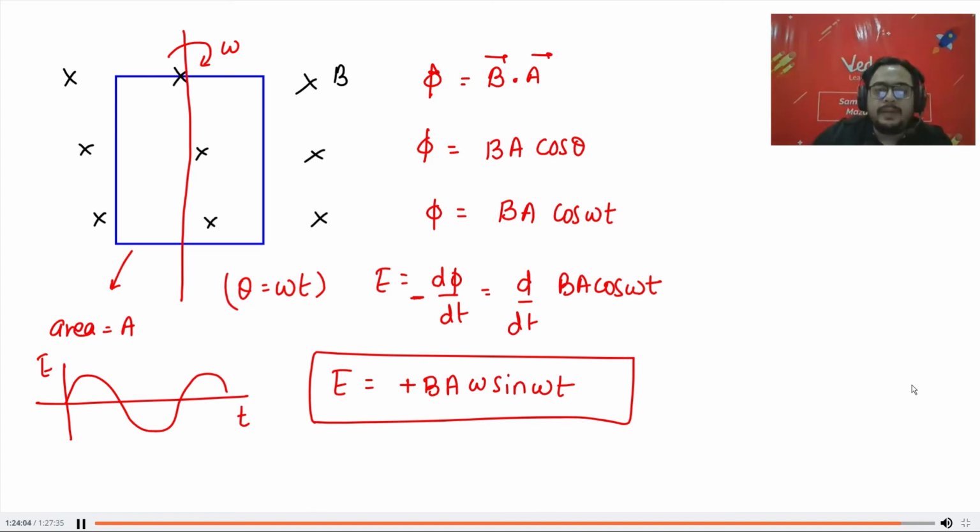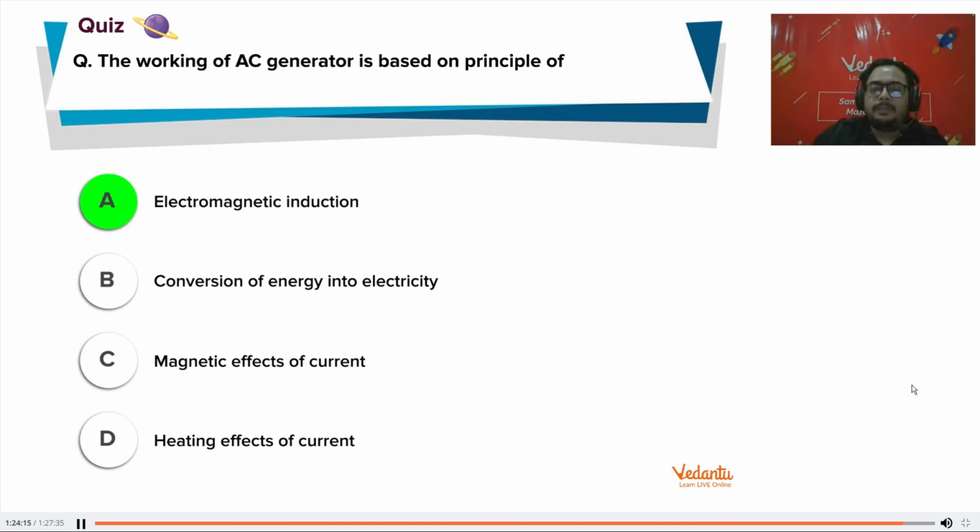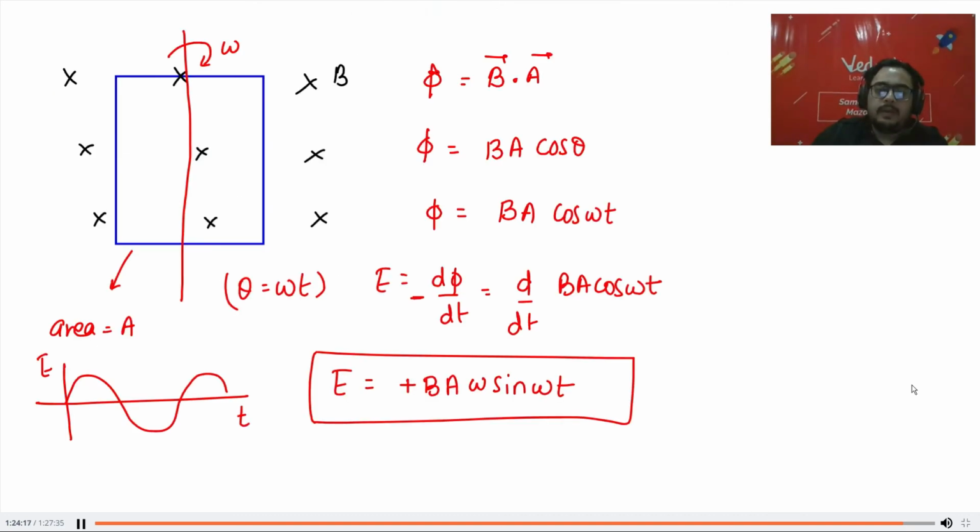So what is the principle of it? Can anyone tell me? What is the principle it is working on? So it simply works on the principle of electromagnetic induction, EMI. Very good. Name of the chapter, electromagnetic induction.